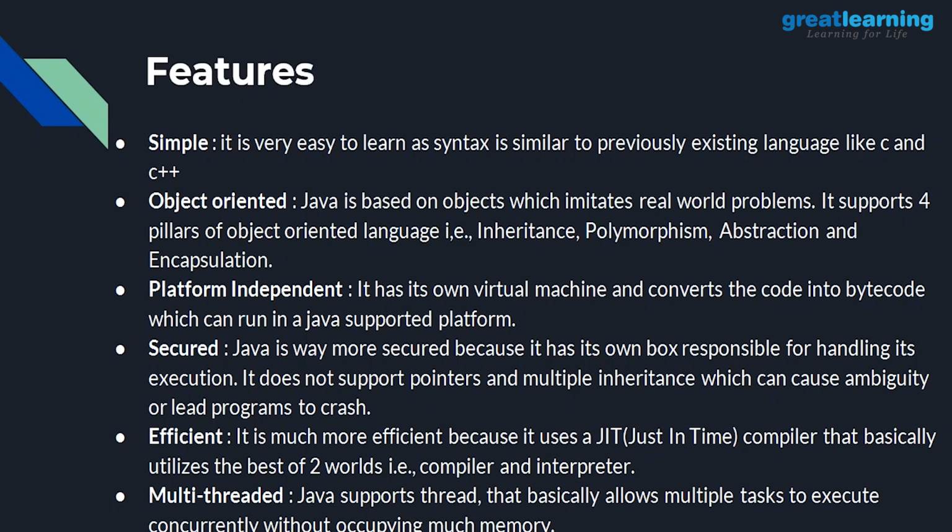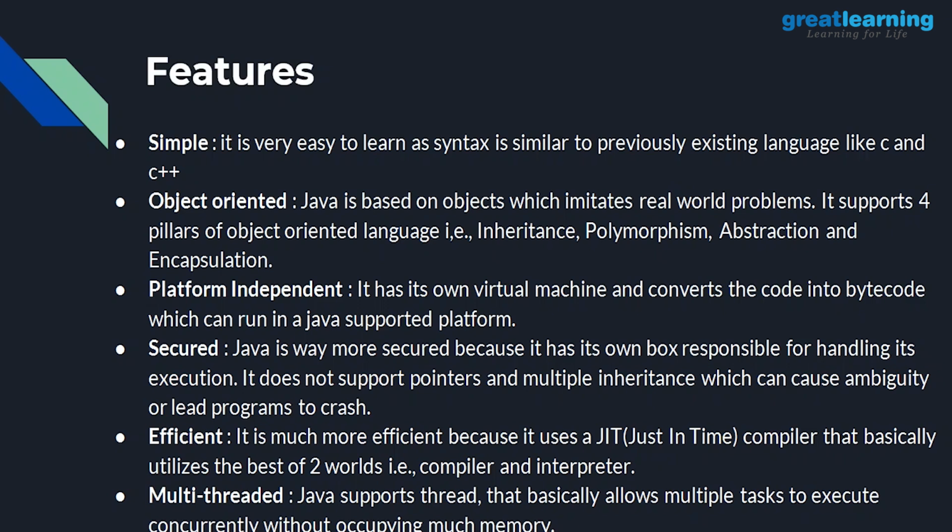The second thing is that it's object oriented. Java is based on objects, which imitate real world problems. It supports the 4 pillars of object oriented languages. What are those? Inheritance, polymorphism, abstraction, and encapsulation. These things will also be covered. Right now we just need to know the features: it is object oriented, and it's simple.